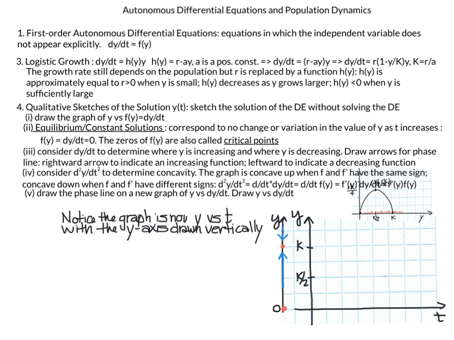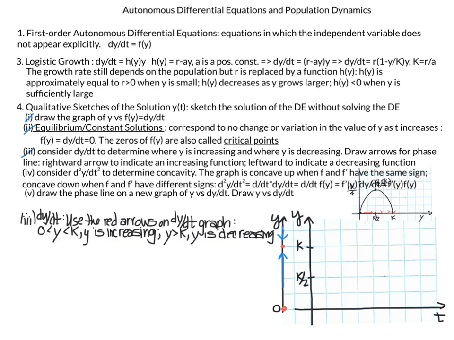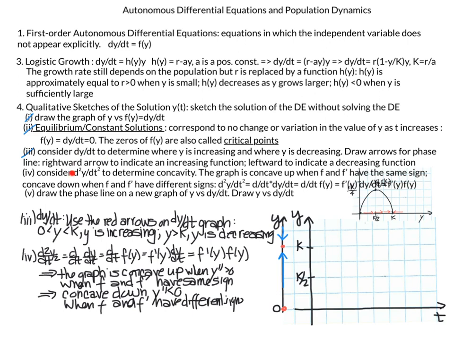And again, my phase line is just an echo of my y-axis. And I'm just going to make that note again, dy/dt. I'm using the red arrows on my dy/dt graph to show where y is increasing and where it's decreasing. I also have that in my phase line. My next step is to consider the second derivative, d²y/dt², to determine concavity. And I have this written out here.